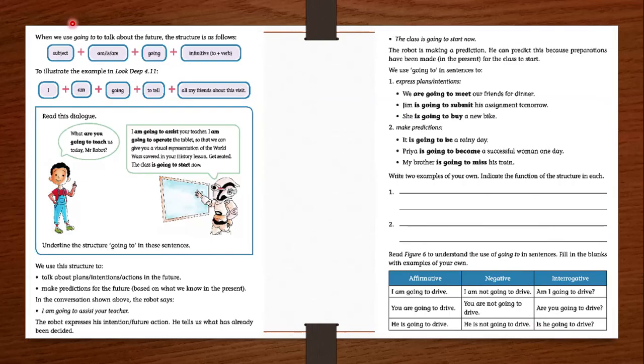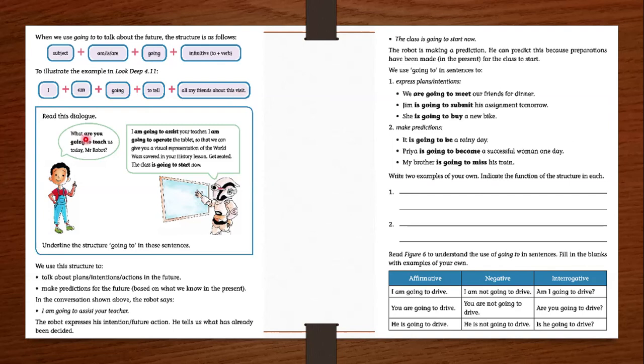Okay, so what is the formula, what is the structure to write a future with going to? So that should be subject, that should be a pronoun, then am, is or are going to, right? And there should be an infinitive plus verb. To illustrate this example, I is a subject, that's a pronoun, am going to tell all my friends about the visit, and this is going to be the future.